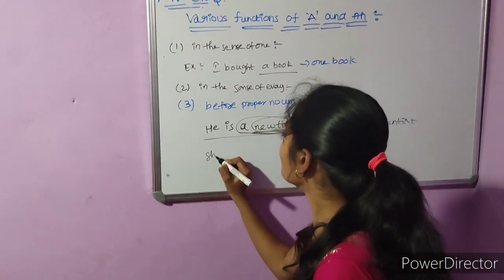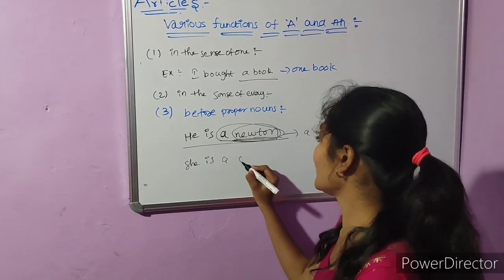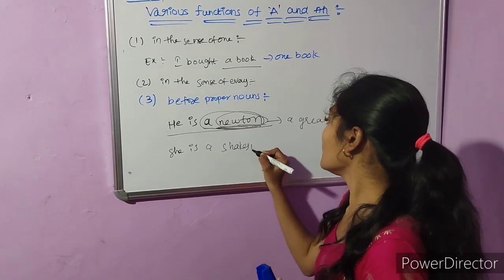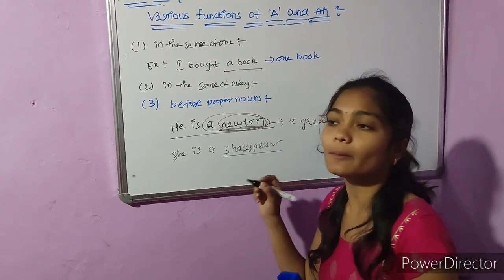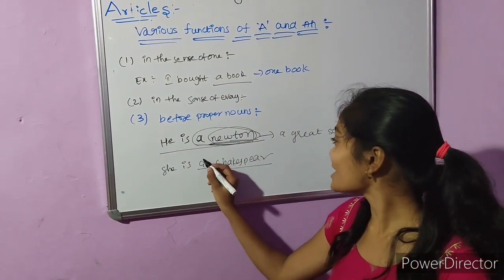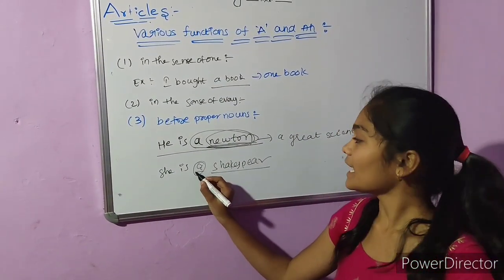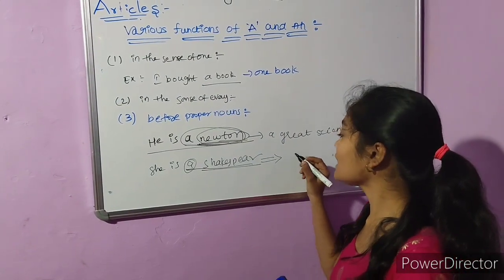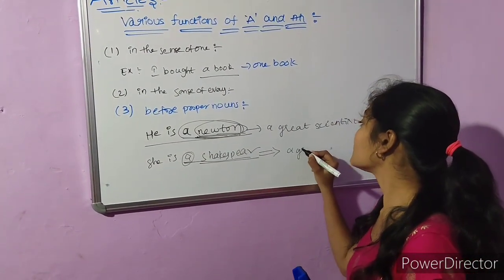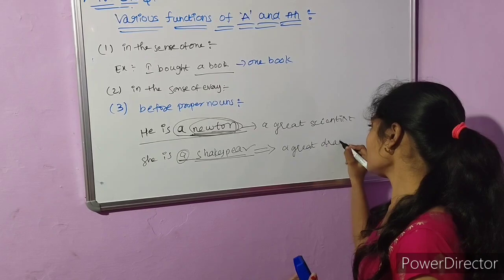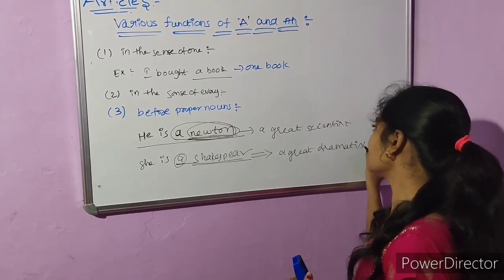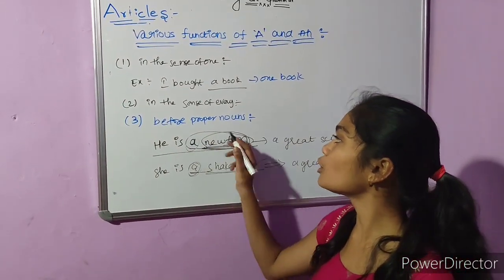And again, she is a Shakespeare. Here, Shakespeare is a proper noun, and a is the article. A Shakespeare gives the meaning that she is a great dramatist. That is how we have to use the articles before proper nouns.